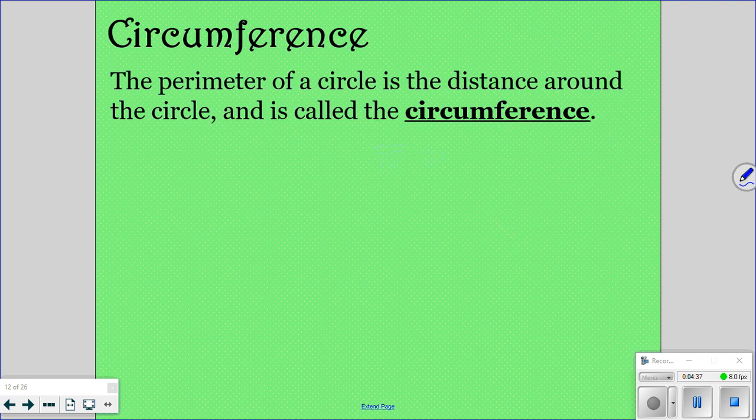Okay, so now we're going to look at circumference. So the perimeter of a circle is called the circumference. It's just the distance around the circle.